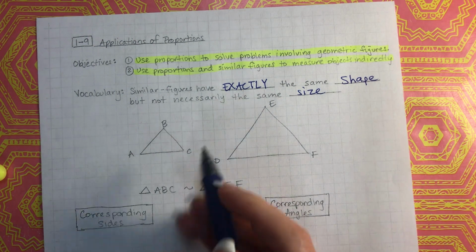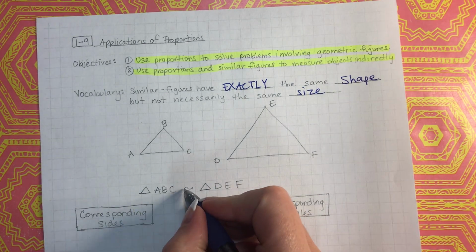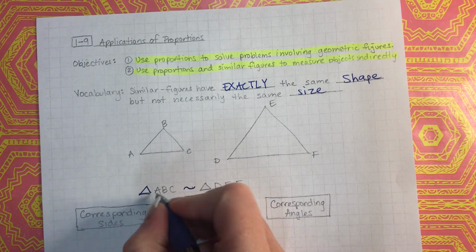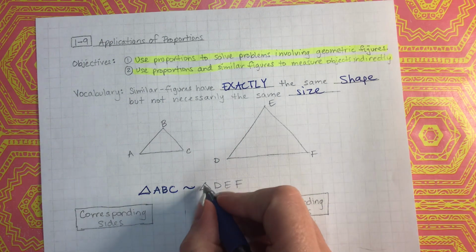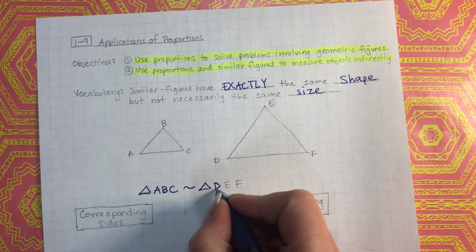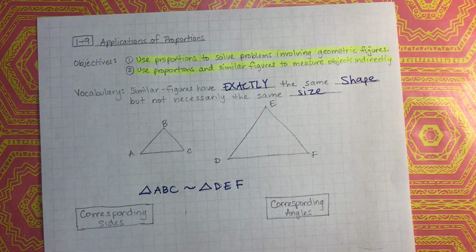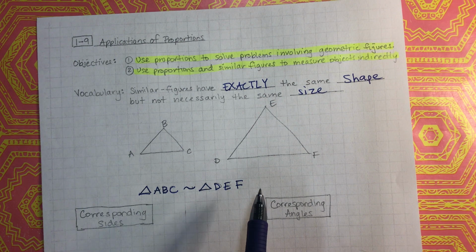So whenever you have figures that are similar, you would use this little line like this. So this means, and these are the symbols, triangle ABC is similar to triangle DEF. Okay, so they have the same shape, but not the same size.